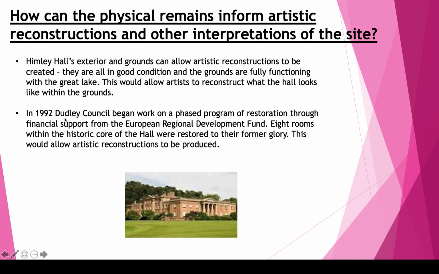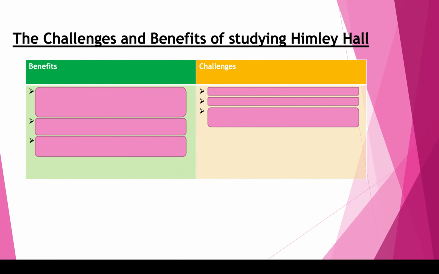You've also got the fact that, as mentioned before, when Dudley Council began the phased programme of restoration in 1992, the fact that 8 rooms within the historic core of the hall were restored to their former glory would allow artistic reconstructions to be produced. So because Dudley Council in the 1990s redesigned 8 rooms within the hall to try and make them look like they did historically, to restore them to their former glory, this allows accurate artistic reconstructions to be produced. Okay, so these are some of the things that you could talk about and consider for that question.